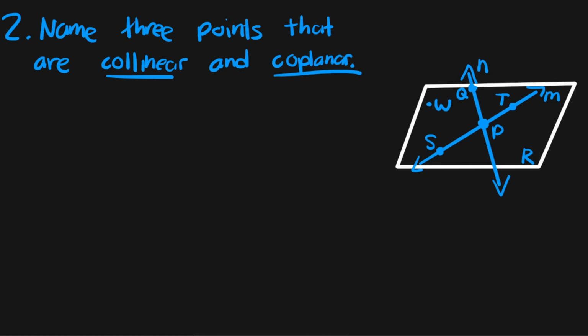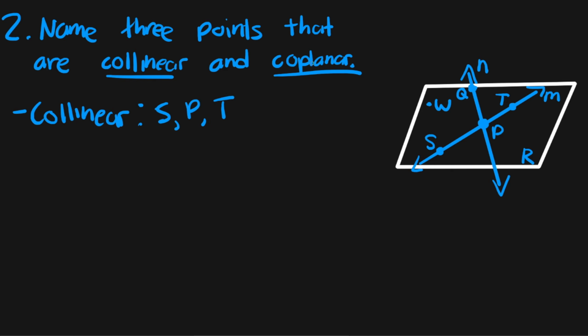Okay, so for this next question, it says, name 3 points that are collinear and coplanar. So what does it mean if 3 points are collinear? It means that they lie on the same line. So in this line you have 3 points right here. You have S, P, T. They all lie on the same line. So 3 points that are collinear are S, P, and T.